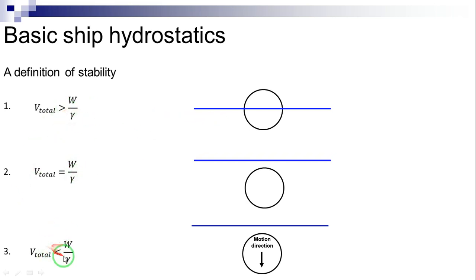The third condition, the weight of the body is larger than its volume multiplied by the specific gravity of the water. The body will definitely sink. To change its position, we must either reduce the weight until we reach at least situation 2 or add buoyancy in some way.